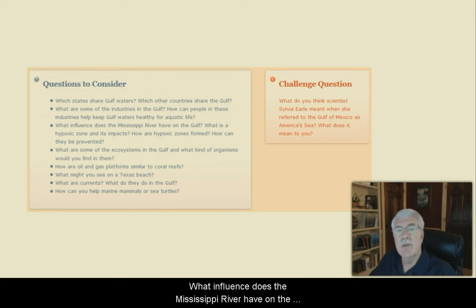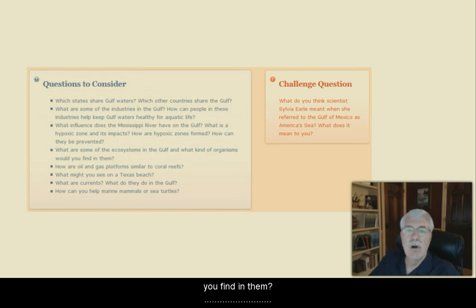What influence does the Mississippi River have on the Gulf? What's a hypoxic zone, and what's a hypoxic zone's impacts? How are hypoxic zones formed? How can they be prevented? What are some of the ecosystems in the Gulf, and what kind of organisms would you find there? How are oil and gas platforms similar to coral reefs?